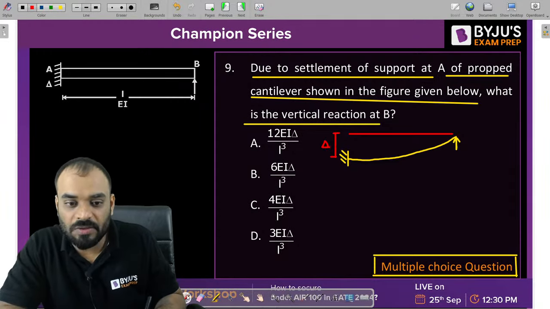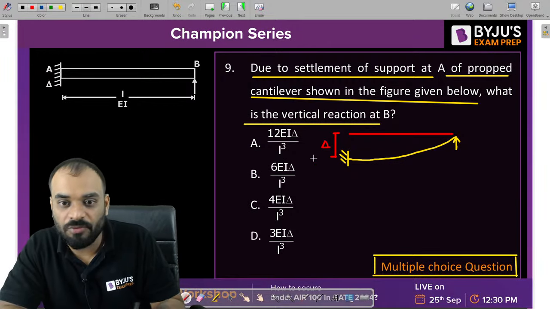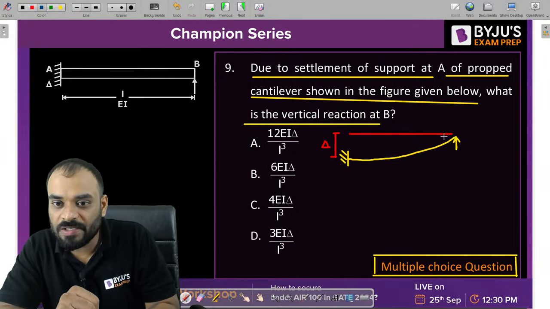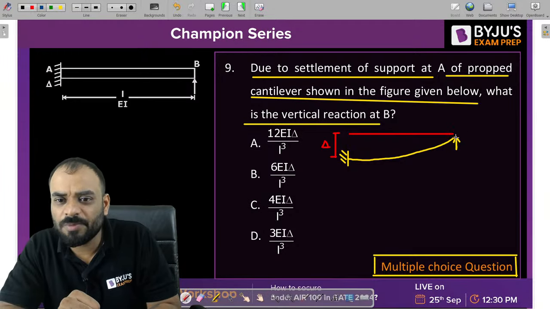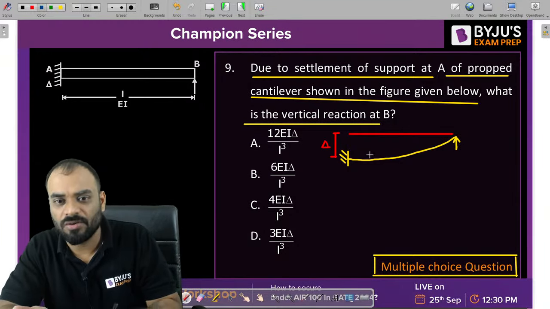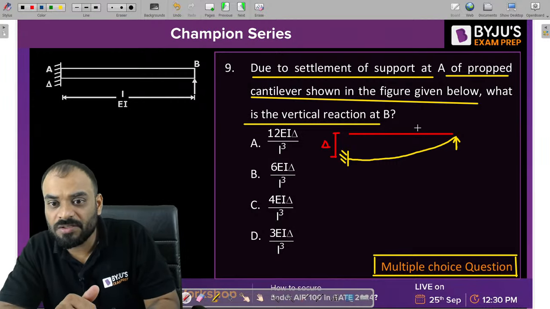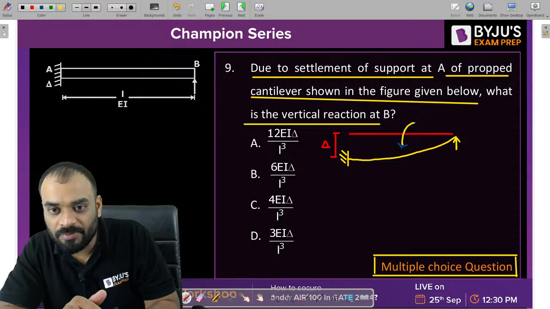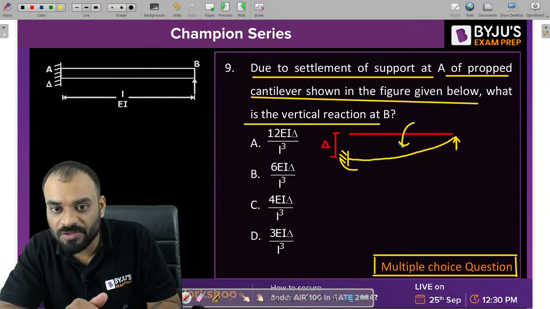Now tell me guys, what is the value of moment which will come over here? You know that guys, at this particular end, the moment is equal to what? 0, because this end is a hinge one or a roller one. Now you can see here the direction of settlement is like this. So the moment should be generated in this way. And this value is equal to how much? It is equal to 3EI delta by L square.